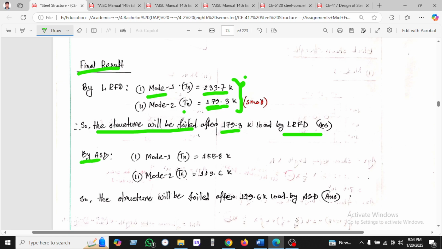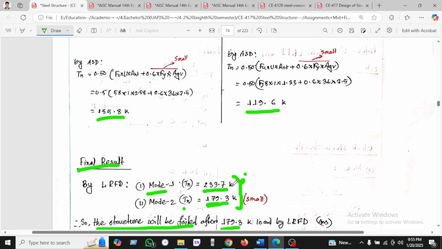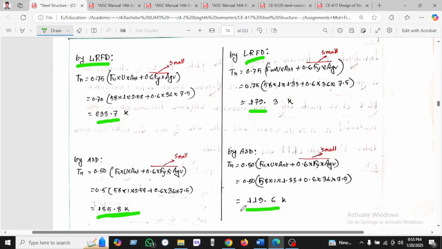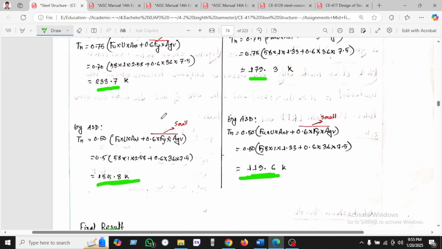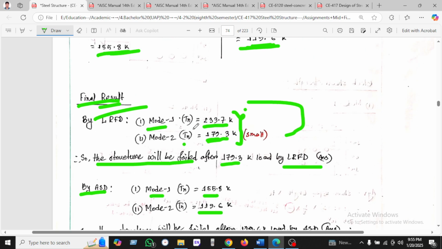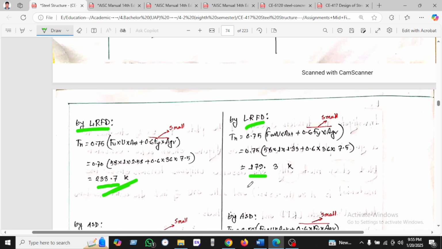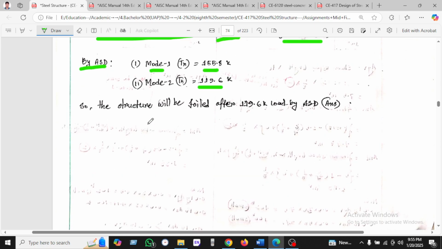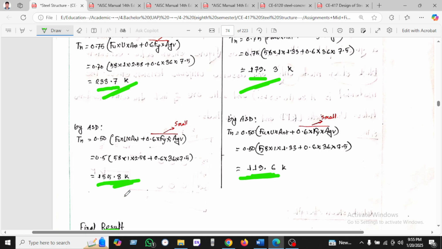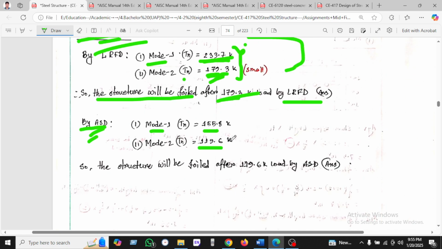And if we consider the ASD method, we have found mode 1 is 155.8, and mode 2 we have found 199.8. Here is 155.8 and 198. When we take the LRFD method, for mode 1 we have taken 233, and another is mode 2, which is 179, and we take the smaller value. In the same way for the ASD method, we take 155 and 199. So we can see the structure will be filled after loading 199.